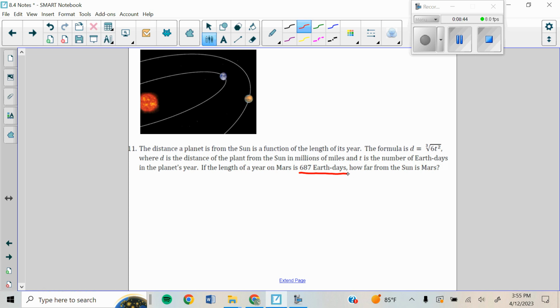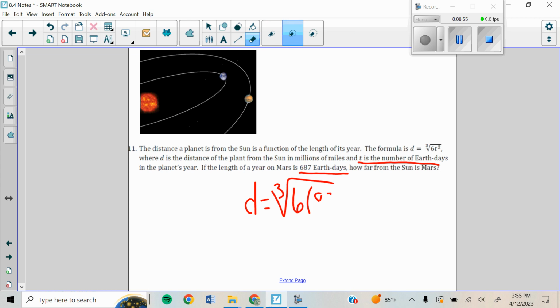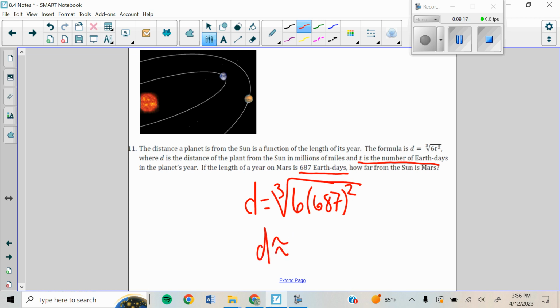So we're going to plug 687 into t, because remember, t is the number of Earth days in the year. So we have the cube root of 6 times 687, and then squared. You're just going to be able to type that all straight into your calculator. If you want to find what goes under the radical, you can type 6 times 687 squared first, and then you can take your cube root. So let's go ahead and round it to 1 decimal place. So we get about 141.5 million miles.